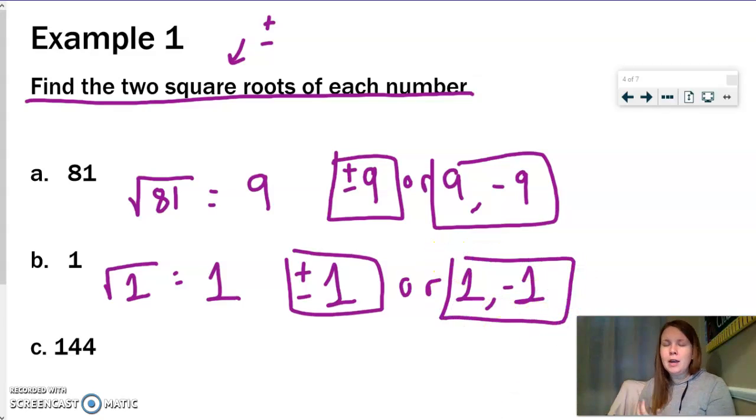All right, so simple right now because they are clear, direct answers. I'm not having weird decimals. I'm just thinking what number times itself is going to give me this number that I originally started with.